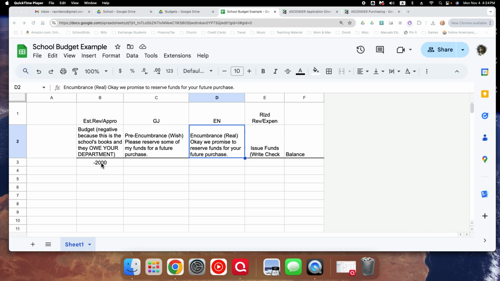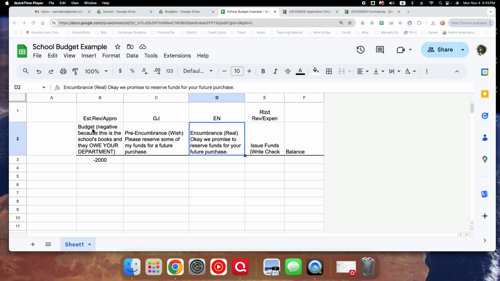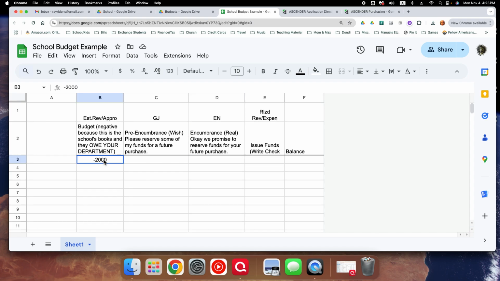This is how school budget accounts work, and big corporations are like this too. But we'll talk about it in the context of a school. First, you have a budget, which is the amount that the company owes you because they promised you'd have this much in your budget. Hence the negative amount. So there's minus $2,000 in this account for instrument repair for my band.